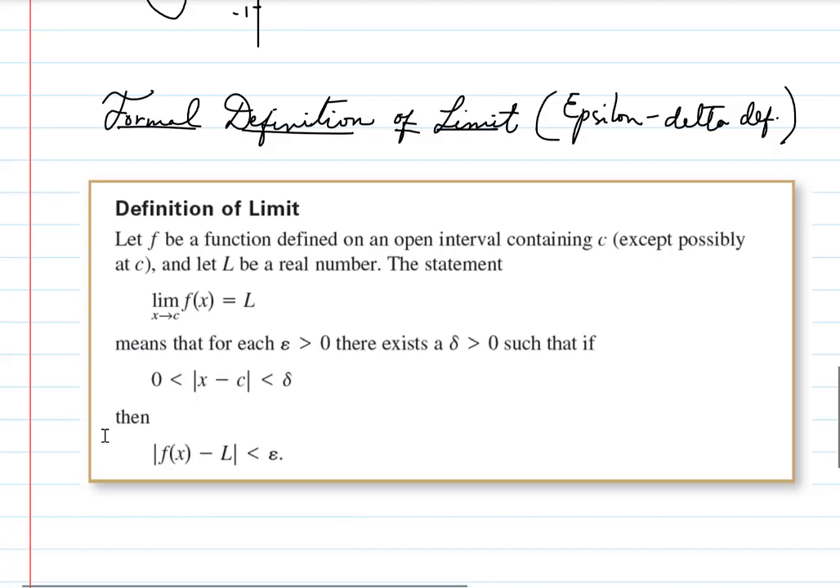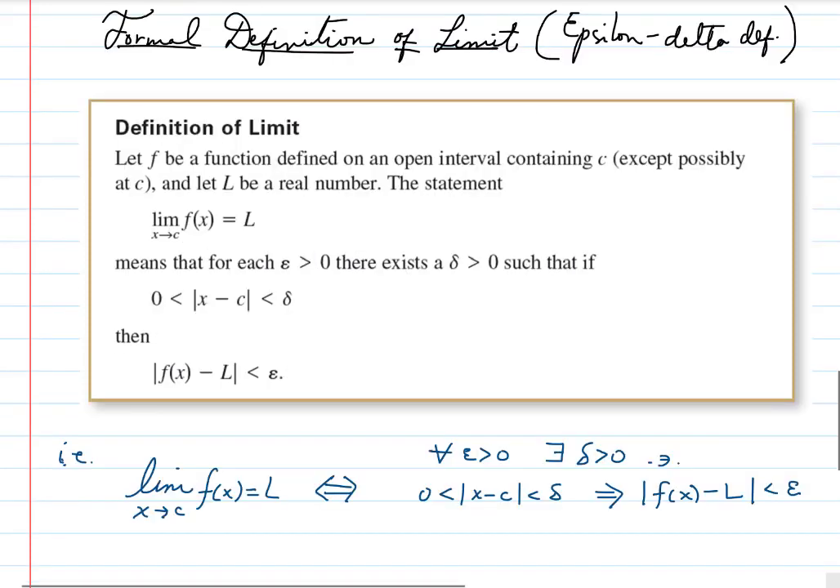The statement, what we've seen, the statement limit of f of x as x goes to c equal to L, means that for each epsilon greater than 0, so for each positive epsilon here, there exists a delta greater than 0, such that if the absolute value of x minus c is greater than 0 but less than delta, then the absolute value of f of x minus L is less than epsilon.